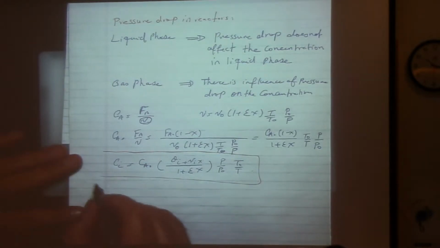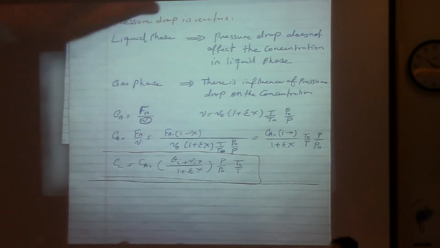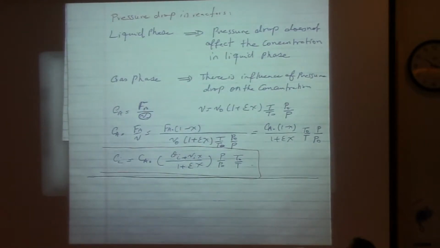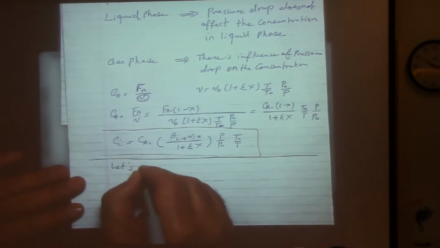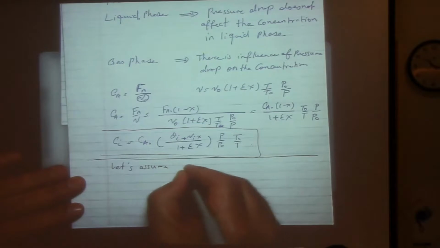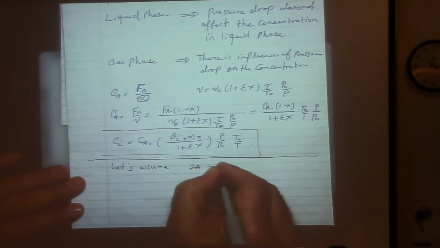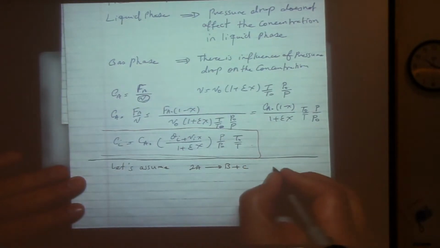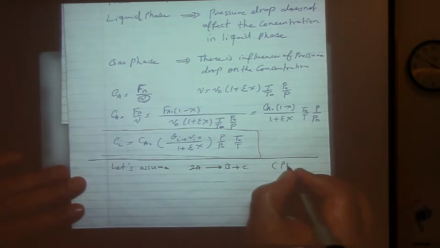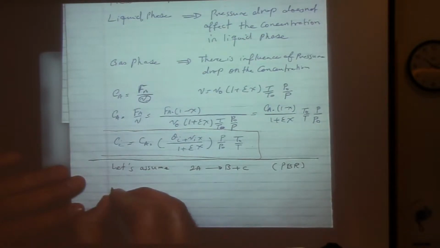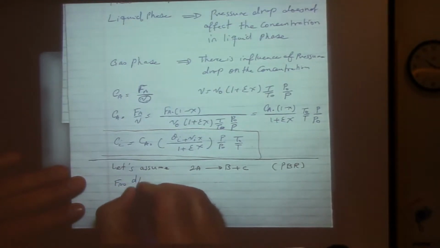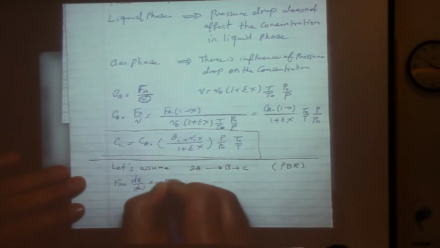Let's do a very quick example on that one. As I said, I'd like to point out the major comments through the examples. So let's assume 2A gives P plus C, and this is being conducted in a packed bed reactor. So this is the design equation: FA0 dX/dW is minus R prime A.